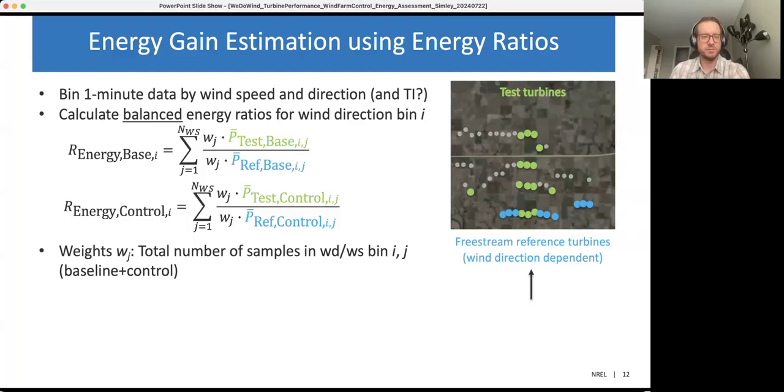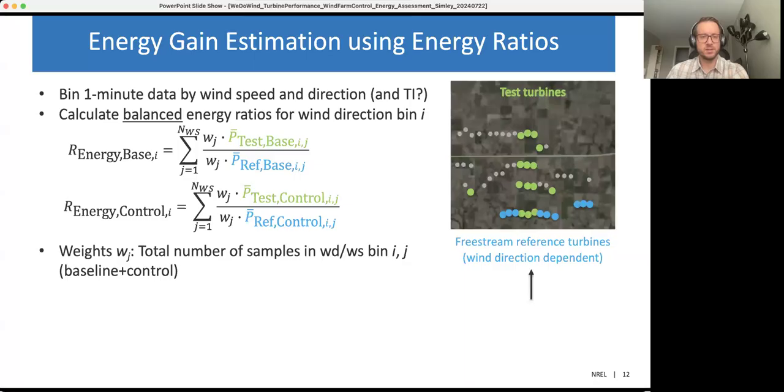And within a given wind direction bin, we'll sum over all the wind speed bins, and then take the weighted average of the average power of our test turbines, weighted by a wind speed dependent weighting factor, in the numerator. Then we'll divide that by the same sum in the denominator of the average power of our reference turbines multiplied by the same weighting factor. And this weighting factor is just the total number of samples in that wind speed bin, considering the combination of our baseline and control period data.